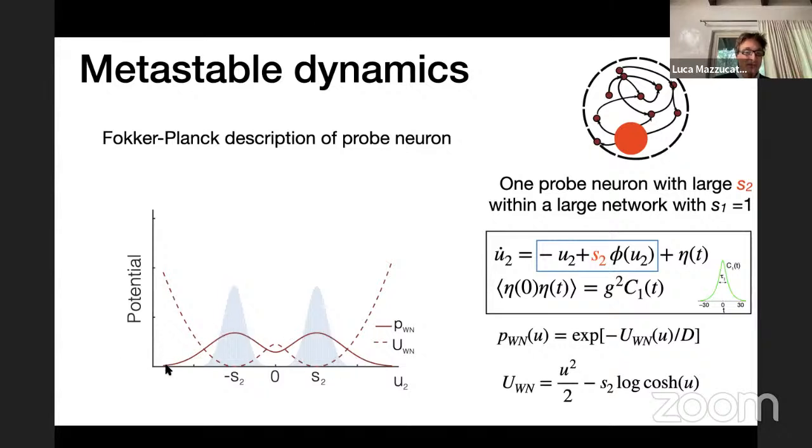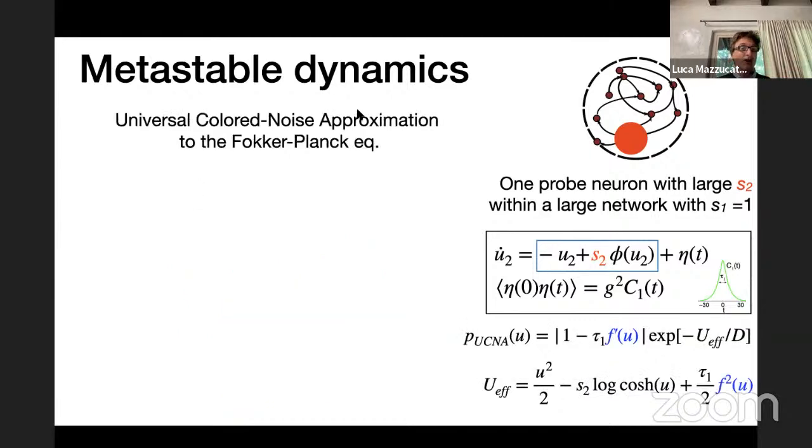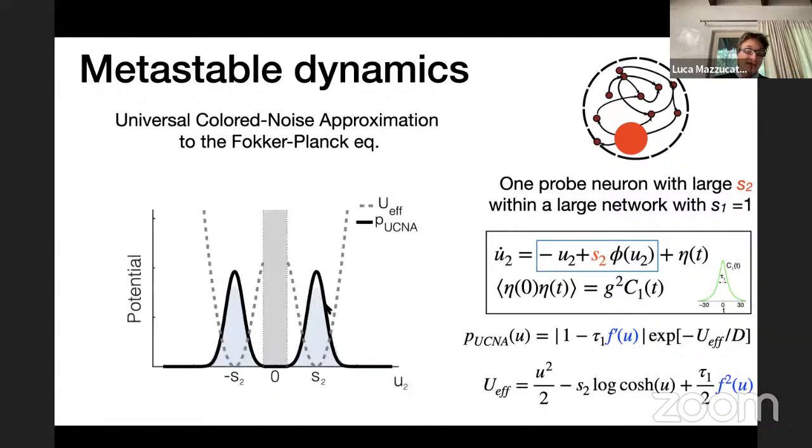In dashed line you see the potential, which is the integral of this blue box, and with the red you see it doesn't work. So it turns out that there is what's called a universal color noise approximation to the Fokker-Planck equation, which is an extension of Fokker-Planck that allows us to consider color noise, so noise with a non-trivial autocorrelation function. And you can use this universal color noise approximation to calculate a correction to the effective potential in the Fokker-Planck. What we found is that that works very, very well.